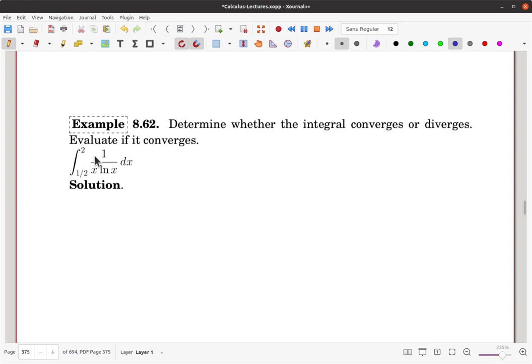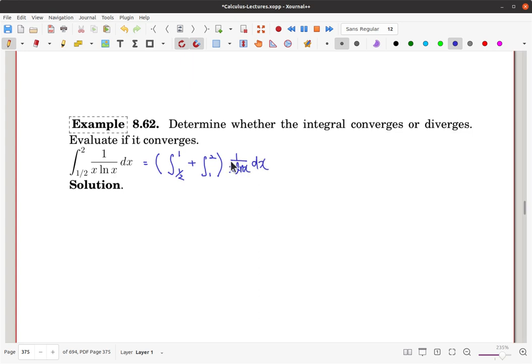Same kind of problem, but here when x is a half and x is 2, no problem. However, once x is 1, then the logarithm of 1 will make a 0. So the problem happens when x is 1, so we have to separate it out. The integral can be separated. The first portion is from half to 1, and the second portion is from 1 to 2, and the integrand is 1 over x logarithm x dx.